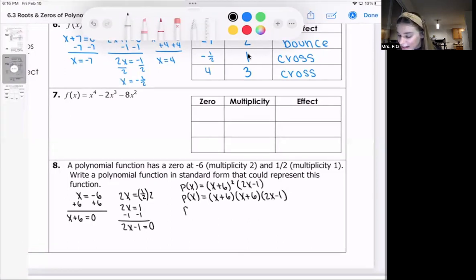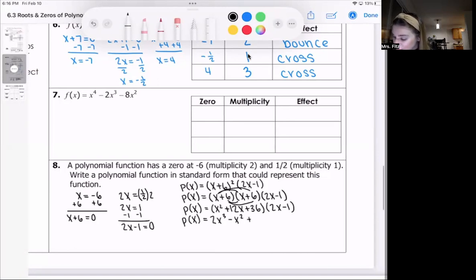First, x times x is x squared. Outside is x times 6, which is plus 6x. Inside would be another plus 6x, so that's plus 12x. And then 6 times 6 is 36. And times 2x minus 1. Now we have lots of distributing to do, so let's jump in. We have x squared times 2x is 2x cubed. X squared times -1 would be minus x squared.